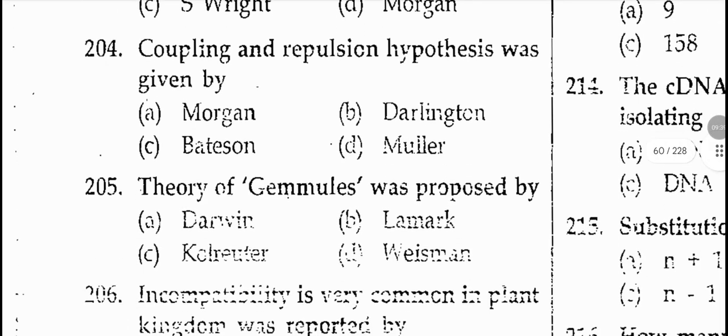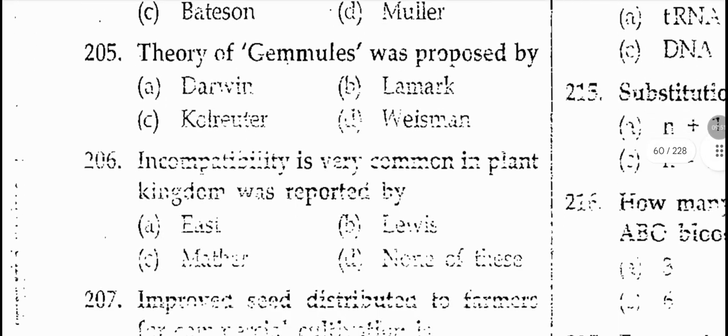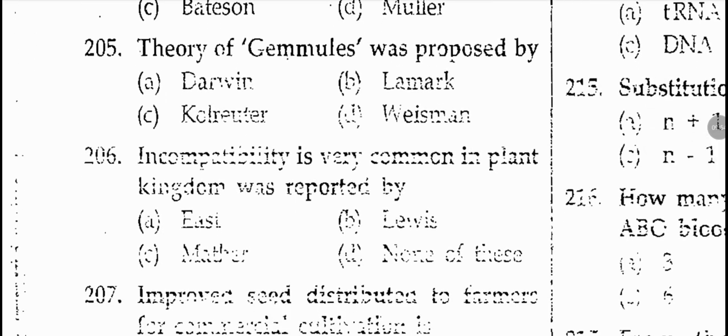Coupling and repulsion hypothesis was given by, it was given by Watson. Question number 205. The theory of gametes was proposed by Darwin. Question number 206. The incompatibility, which is very common in the plant kingdom, was reported by Lewis. That is option B.